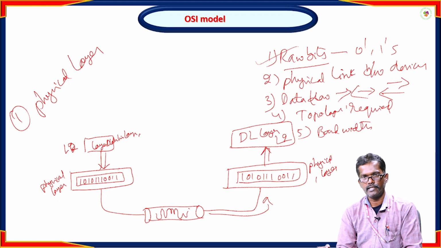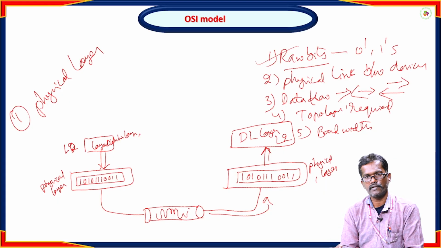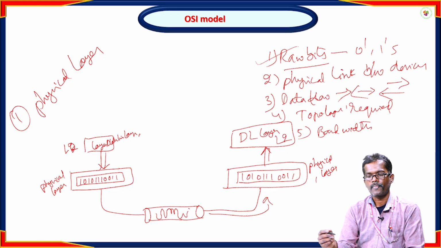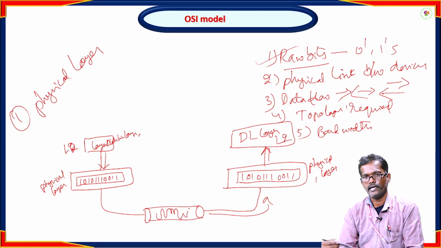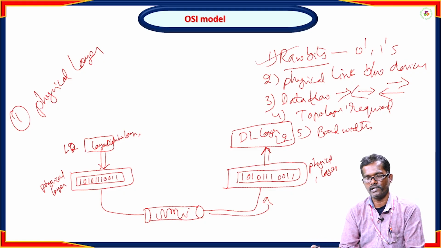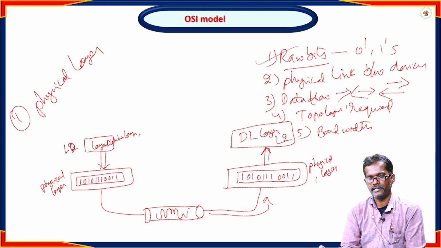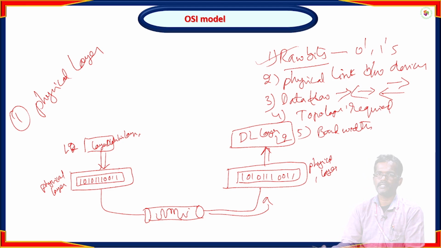Raw bits will be there. The data present in the physical layer will be in the form of raw bits, in zeros and ones format. How the physical link will be created between the devices will be taken care of here, and the data flows in simplex, half duplex or full duplex mode. Which type of topology is required to design, and then the bandwidth and the length of the cable, everything is taken care of by the physical layer of the OSI model.